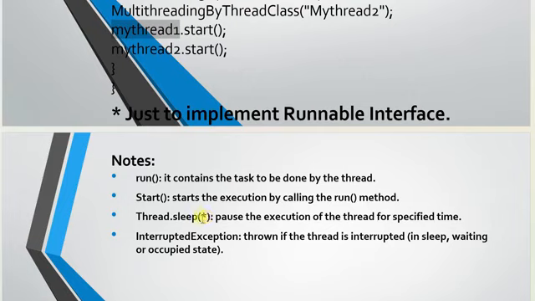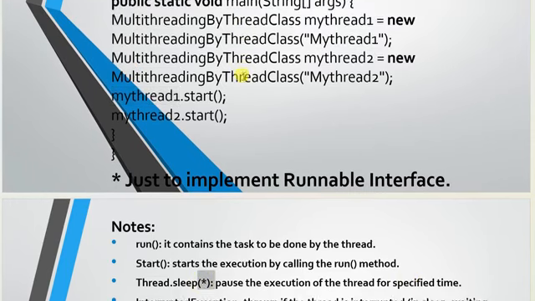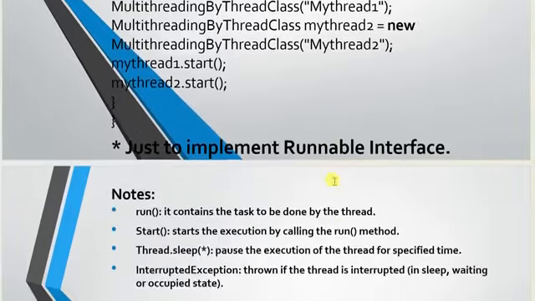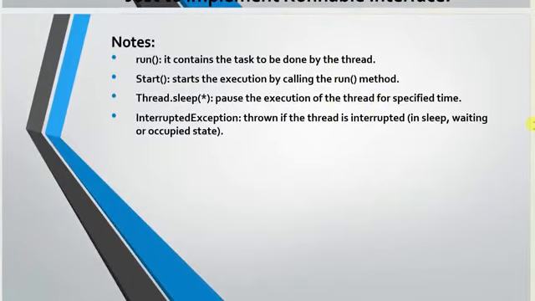And thread dot sleep pauses the execution of the thread for a specified time. Here we have given 50, so it will be paused for that particular time. InterruptedException will be thrown if the thread is interrupted while in the sleep, waiting or occupied state.